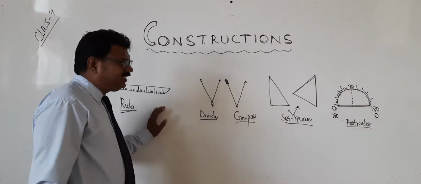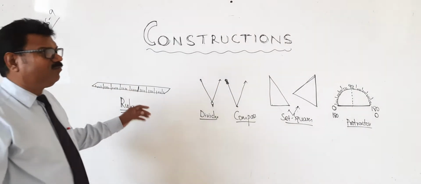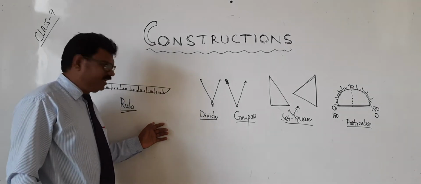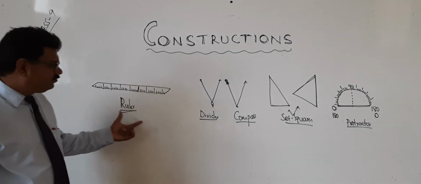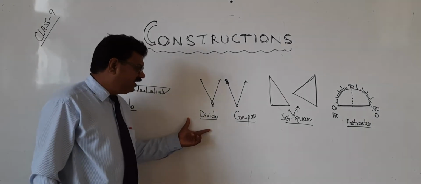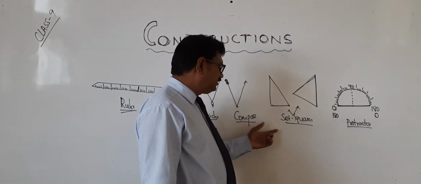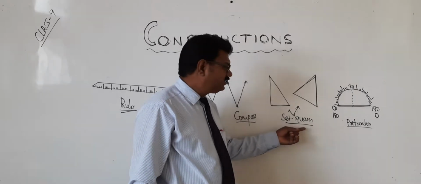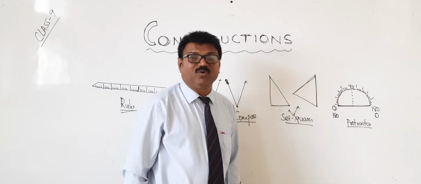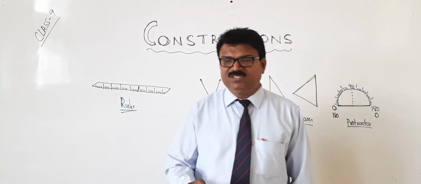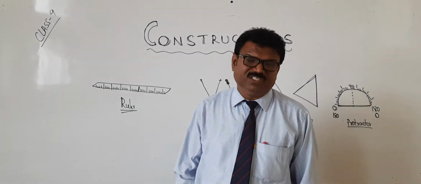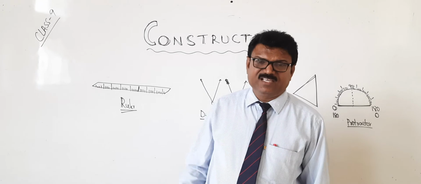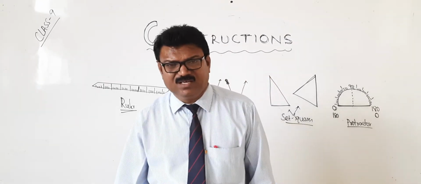These are present in the geometrical box or geometry box. These are very, very, very important. One is ruler, one is divider, second one is compass, set squares, two will be there, and one more is a protractor. So with this introduction, we will start the chapter by taking some of the problems.